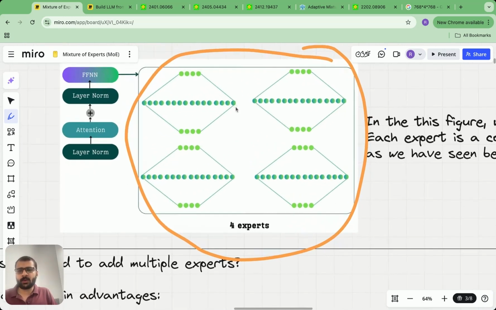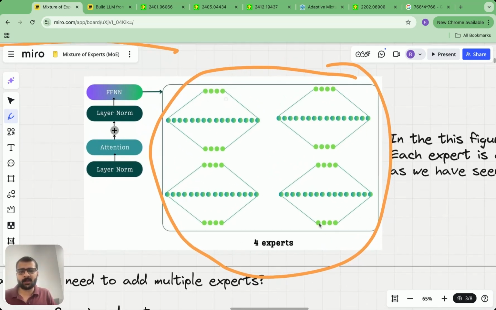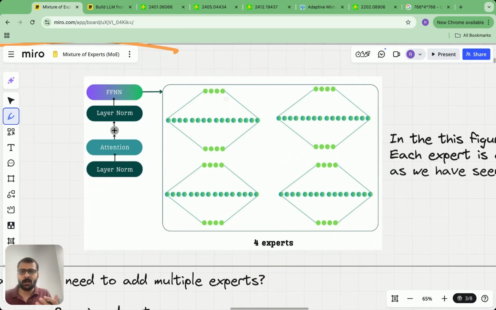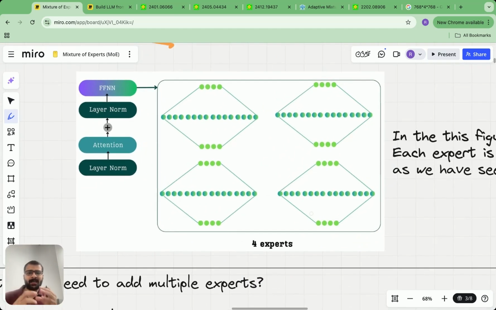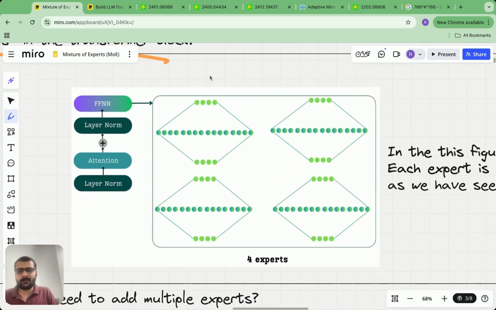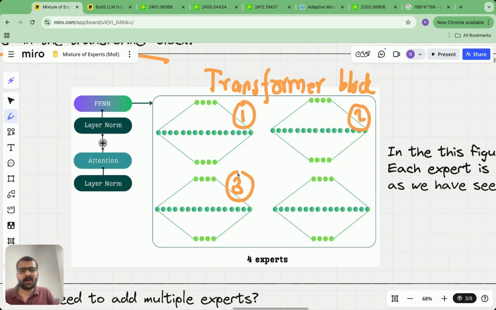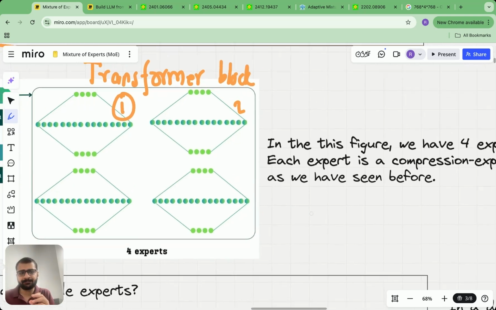In this figure, what I've shown here is that there are four such neural networks, and each neural network which is now present in the transformer block is called an expert. Remember, here I'm showing one such transformer block. In one transformer block, instead of having just one neural network, we now have one, two, three, and four neural networks. And such four neural networks are present in all the transformer blocks. If you have 12 transformer blocks, we have four neural networks in all the 12 transformer blocks. Each neural network here is called an expert.